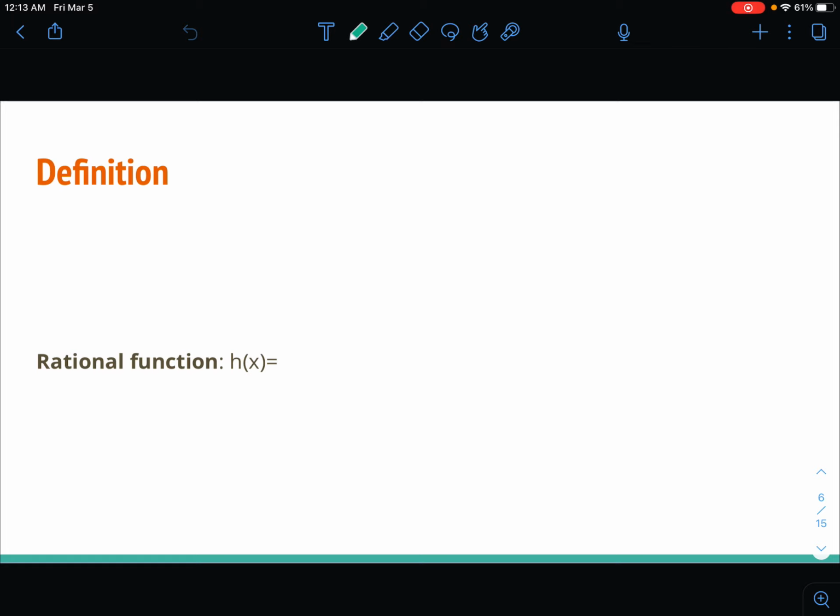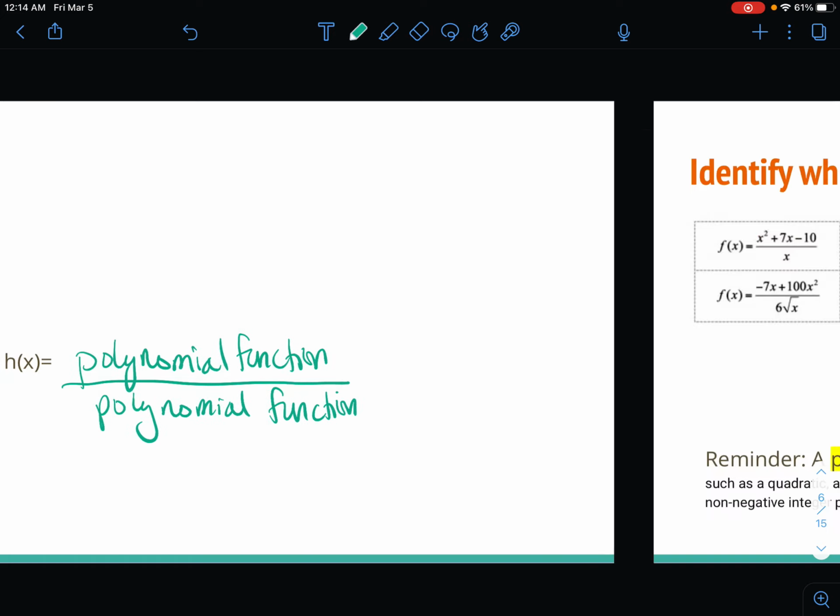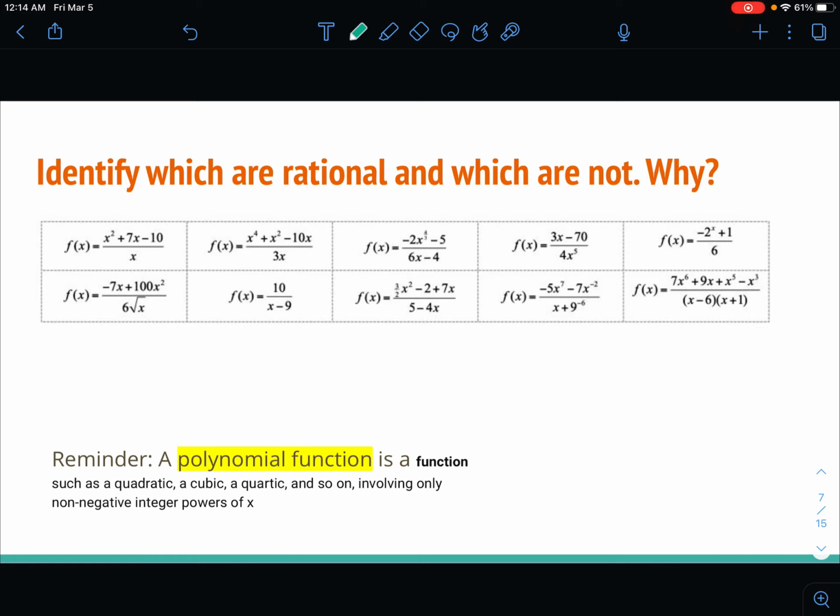So, the definition here of what is a rational function. It's a function h of x where we have a polynomial function divided by another polynomial function. Okay, so rational, we have ratio, that's your fraction part of this, and we have a polynomial divided by a polynomial. So I'd like you to take a look at these and try to identify which are rational and which are not, and why.